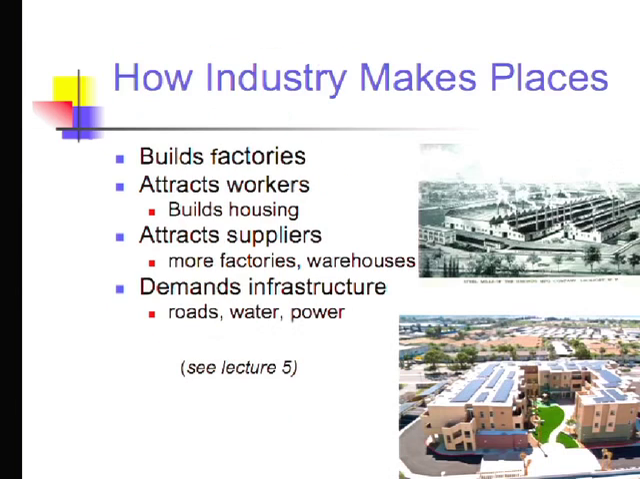I'm just getting this idea in place. How does industry make places? It builds factories. The factories attract workers. Often they recruit them. You build housing for the workers. Bingo, you've got a town. But then the industry attracts suppliers. Suppliers of machinery, suppliers of inputs, suppliers of fuel. Intermediaries and distributors are going to take some of the products and sell them somewhere else.